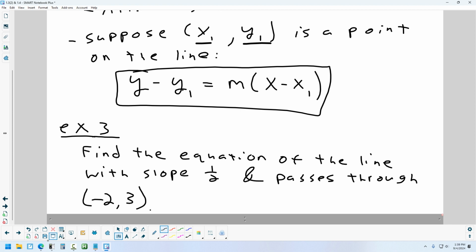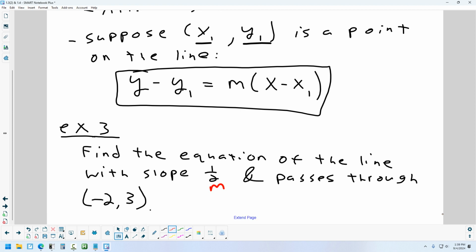So it says find the equation of a line where the slope is a half and the point that it goes through is negative 2, 3. So first, I just want to make sure we know what these numbers are. What letter represents the 1/2 in that formula? M. And then would you put negative 2, what's that one? x1. And then 3 is y1. So you always have to plug in for this one, and that one. Those are the 3 that you fill in.